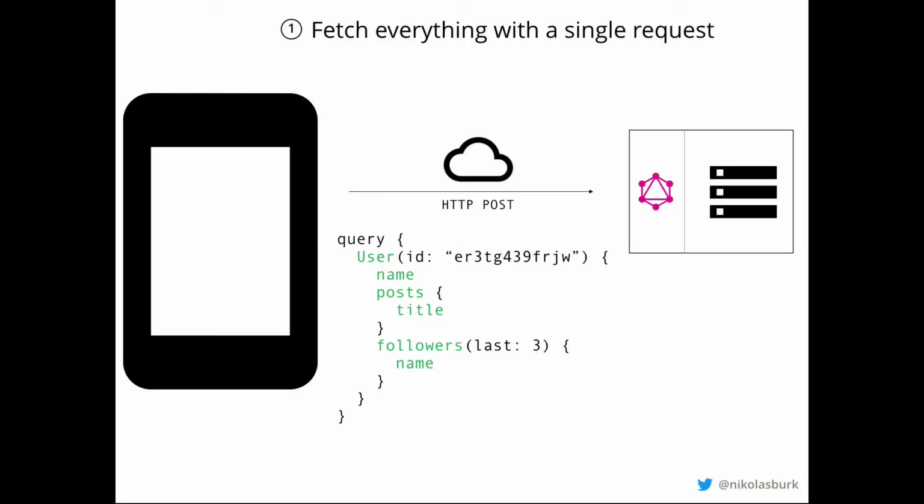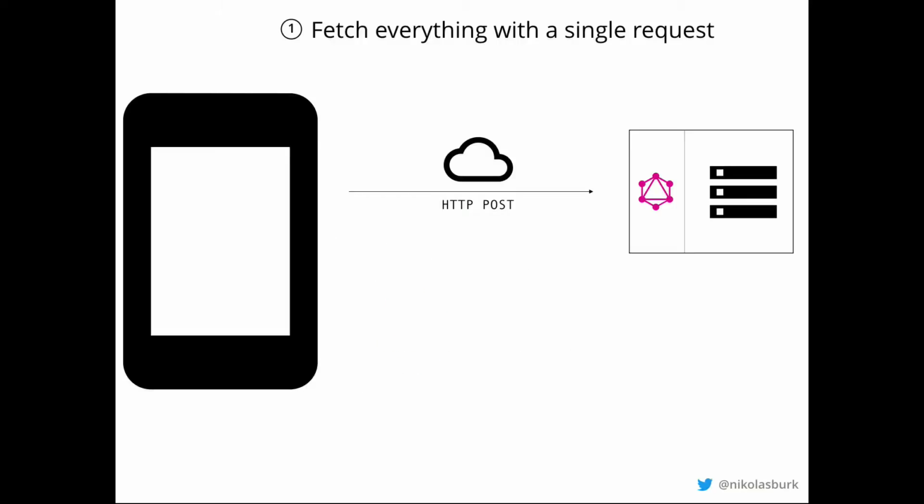We are asking for a specific user, and then inside the query we are specifying what's called the selection set. There we can clearly specify what is the data that we want to have. Here we just ask for the user, the name, the posts with their titles, and the last 3 followers. So instead of downloading all the followers, we are only downloading the last 3, and the name. And this is what the server is going to respond with.